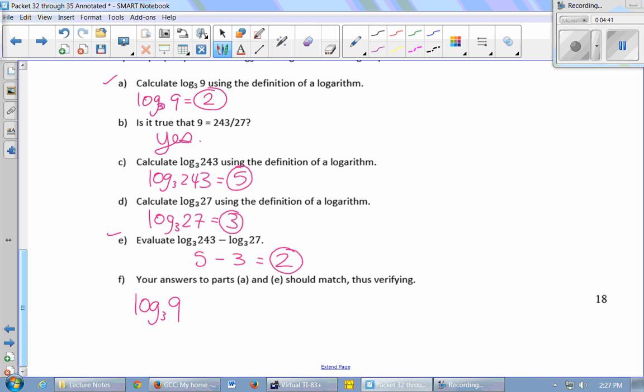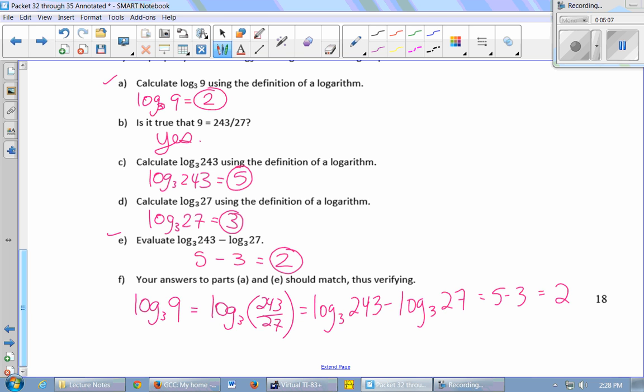is 2, should equal, according to this property, log base 3 of 243 over 27, just replacing 9 with a more complicated way of writing 9, 243 over 27, which now, according to my property, should be equal to log base 3 of 243 minus log base 3 of 27, which was 5 minus 3, which is 2. And I know that log base 3 of 9 is 2 from the definition. So verified the property.